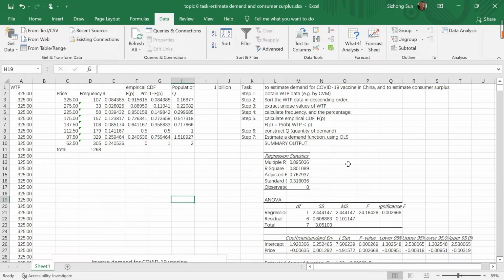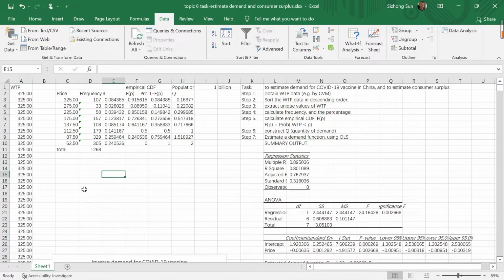If we have data of consumers' willingness to pay, we can then estimate a demand function from the willingness to pay data. Okay, here's one example. Suppose I have data of willingness to pay for COVID-19 vaccines. And this data is actually a contingent valuation study by researchers in China.